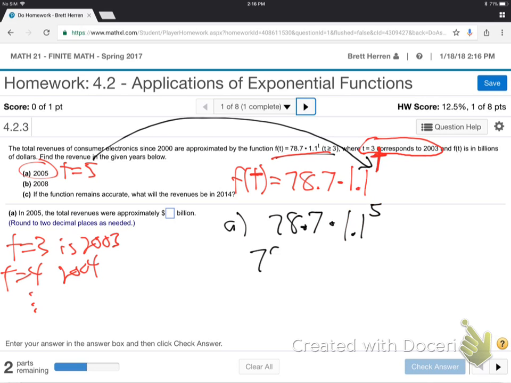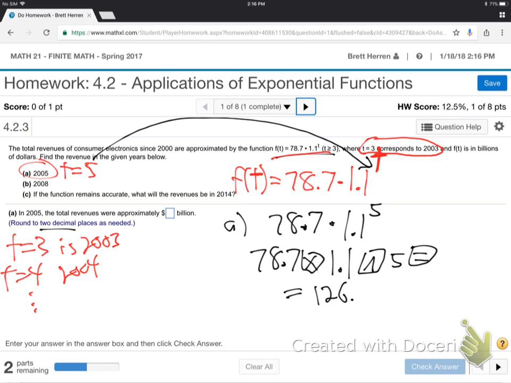You guys have your calculator? So my calculator would be 78.7 times 1.1 to the up arrow button, 5 equals. So I'll do it too. 78.7 times 1.1 to the 5. I'm getting 126. How many decimal places? 2. They say 2 places. Always look at the blue line. 2 places. 126.91 is what they want. Is that okay? Can you get that in your calculator? Any questions I can answer on that?